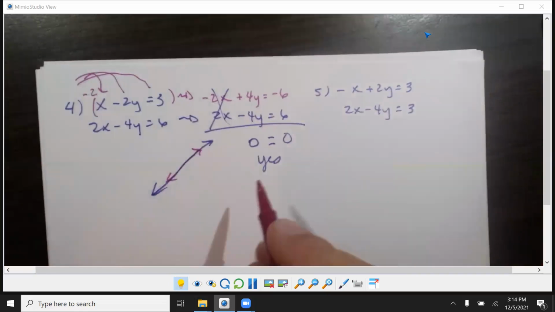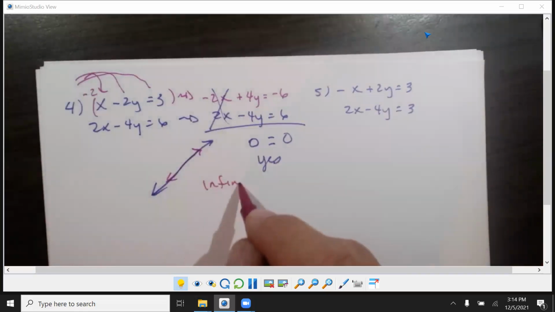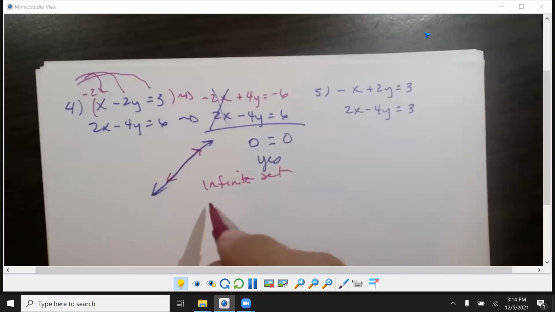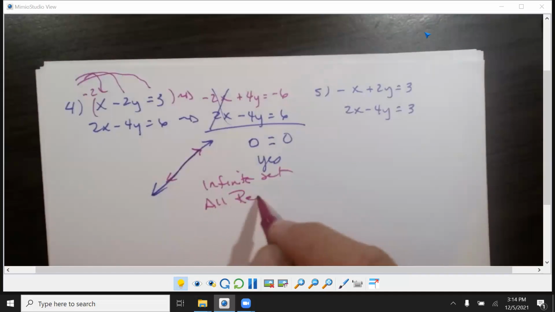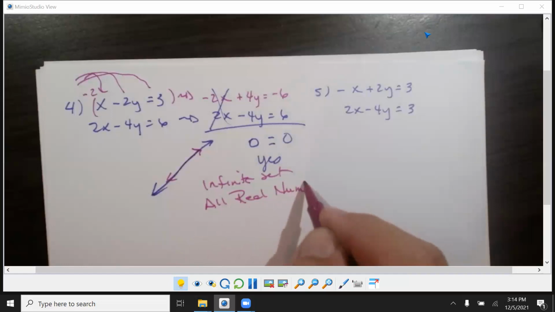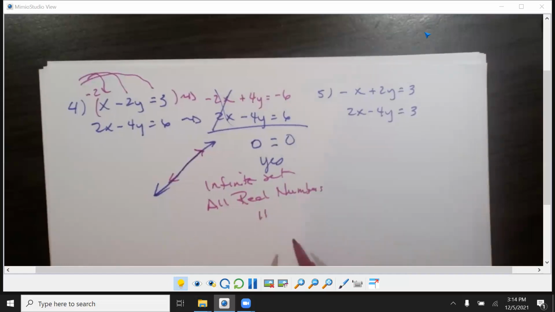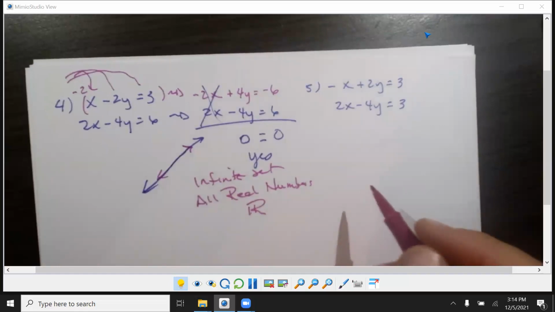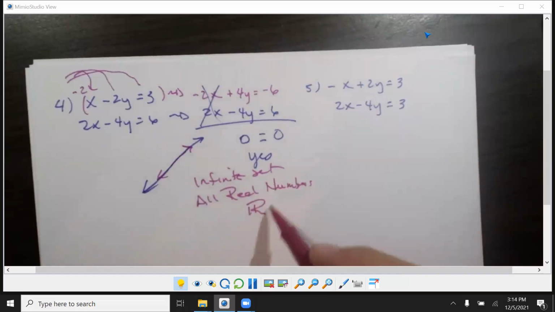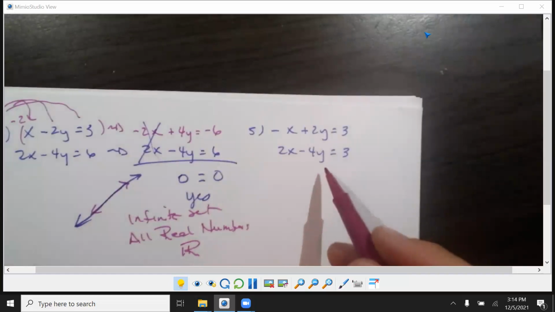This is called an infinite set. We call it in our classroom all real numbers. Remember, it's the one with the double bar, R looking thing. All right, so that's how you do it. And that's our answer. Our answer would be all real numbers. Now let's look at this one.